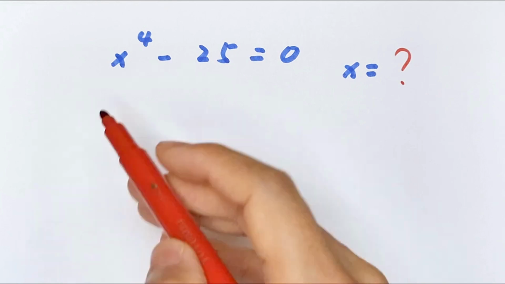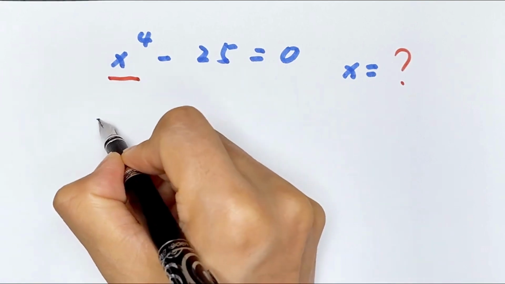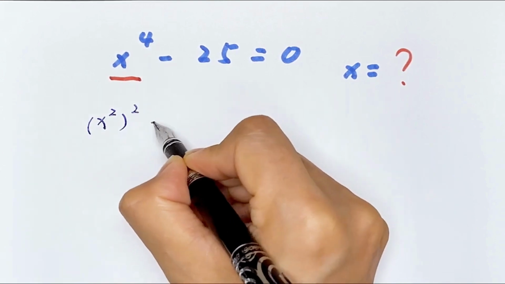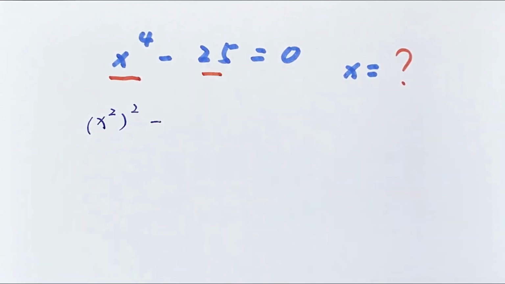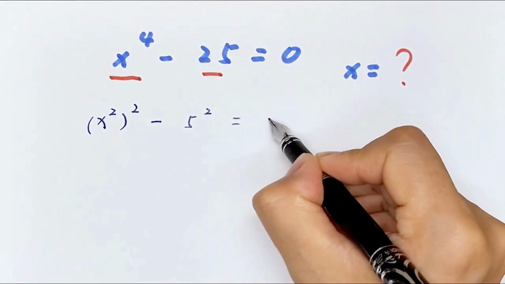Find all the 4 roots of x to the power 4 minus 25 is equal to 0. So first, x to the power 4 is (x squared) squared minus 25 is 5 squared, equal to 0.